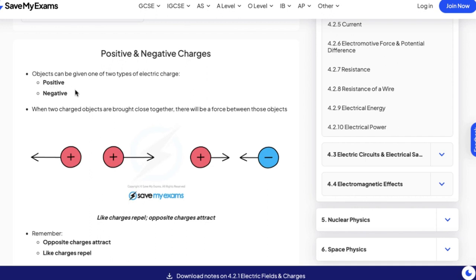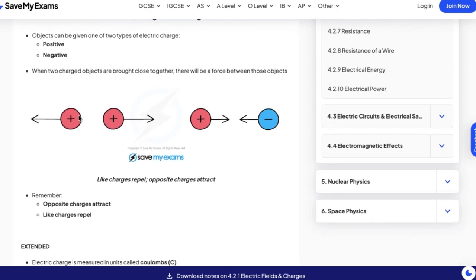So when two charged objects are brought close to each other, there will either be a force of attraction or a force of repulsion. Two things are certainly going to happen: either they are attracted to each other or they repel from each other. Now, when do they get attracted to each other? They're only attracted if they have opposite charges. Remember, we are talking about electric charge, and electric charge is just the positive and the negative charges that are found in atoms.